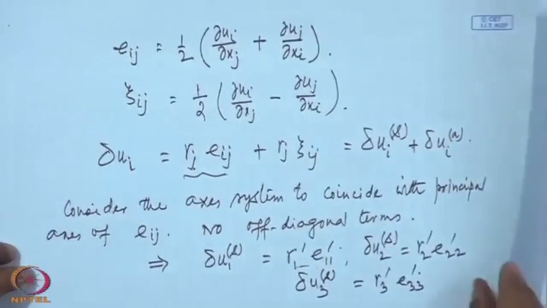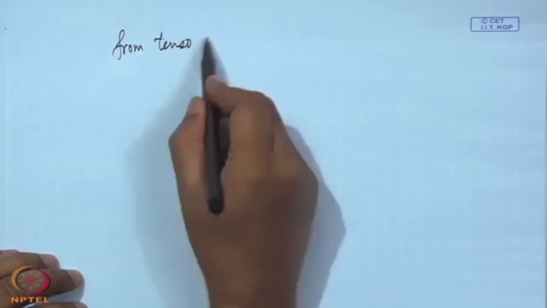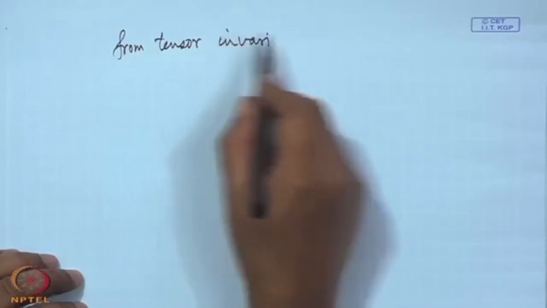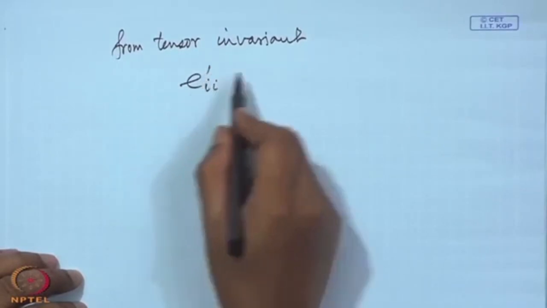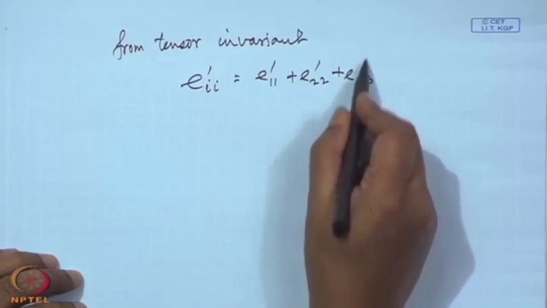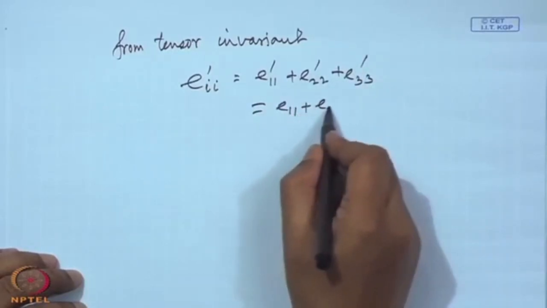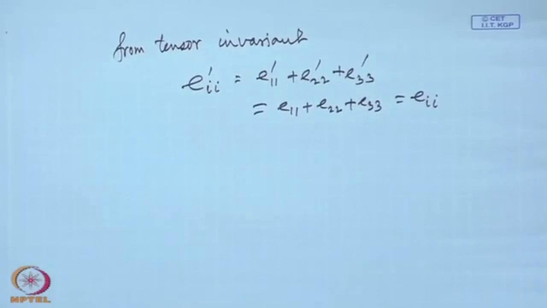Also, since this tensor has the same invariant, E_ii is the same as E_ii prime, from tensor invariance. That is, E 1 1 prime plus E 2 2 prime plus E 3 3 prime is the same as E 1 1 plus E 2 2 plus E 3 3, which is equal to E_ii. We have already seen what it is.